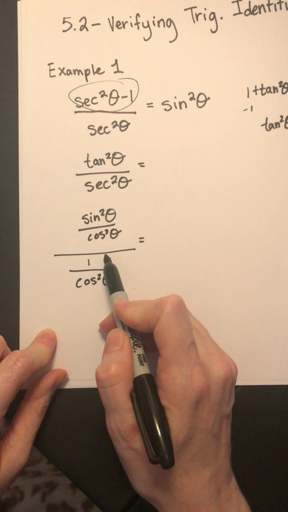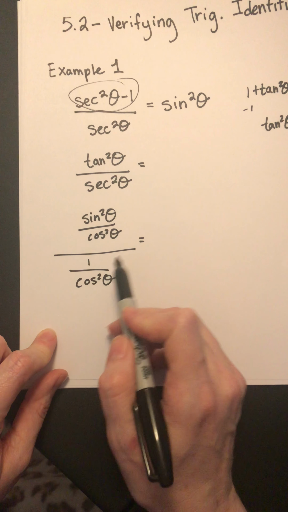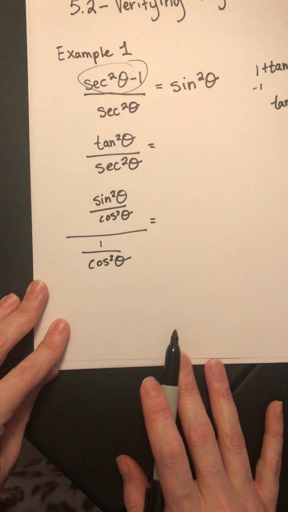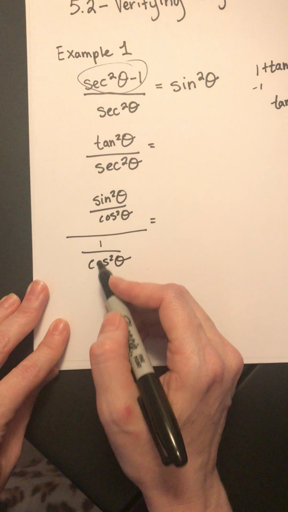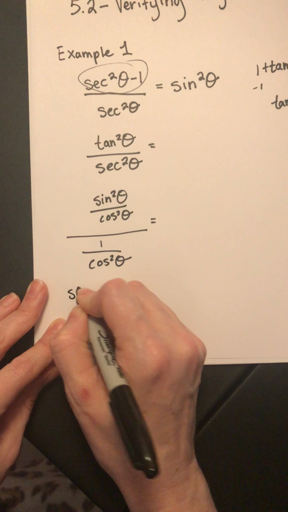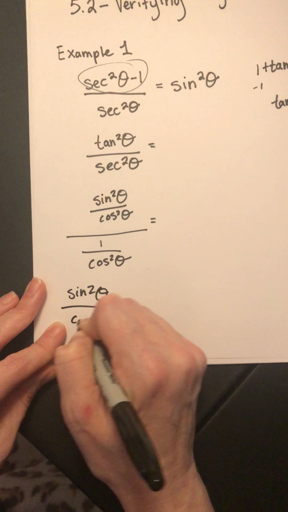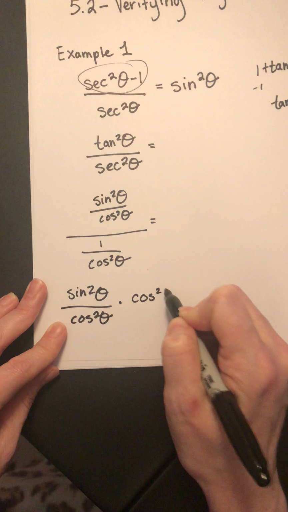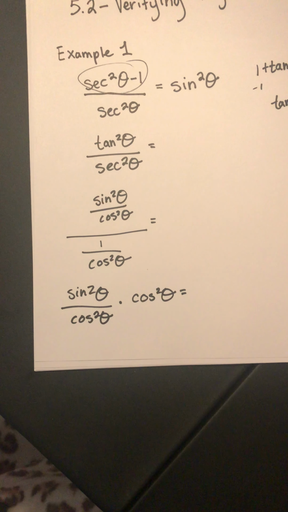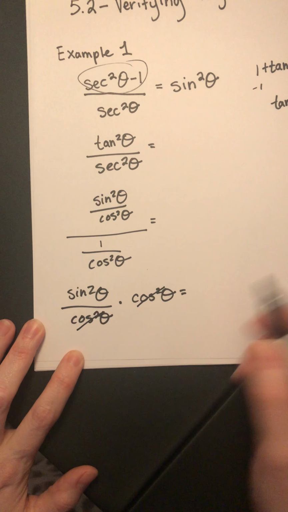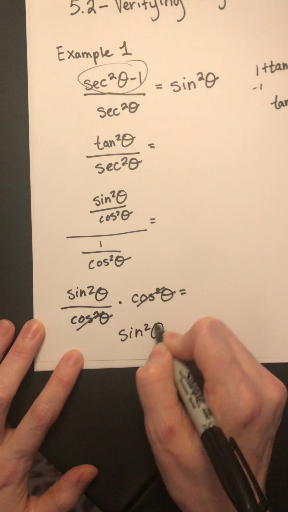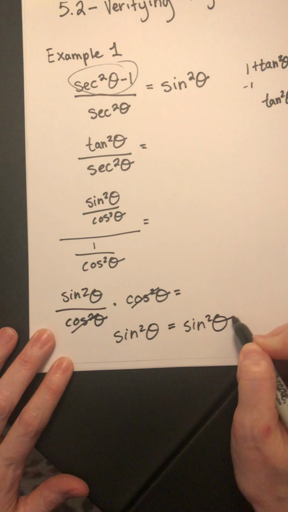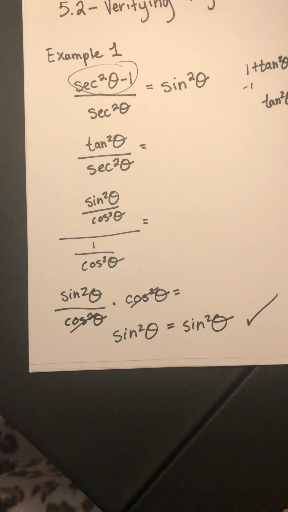When you divide, it's the same as multiplying by the reciprocal. I'm going to go ahead and do that in one big step. If you need to write it all out, that's okay. So instead of this divided by this, we have this times the reciprocal. And then these cancel, and you're left with, yay, sine squared theta. So now the two sides are equal, and we've verified that identity.